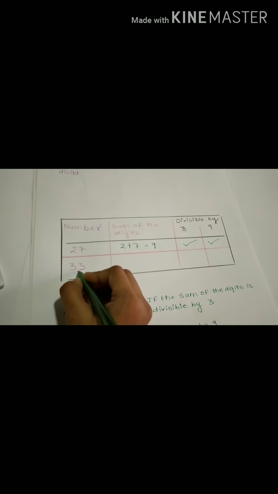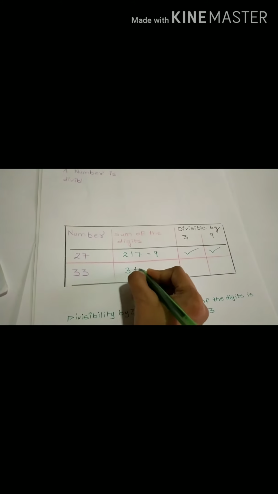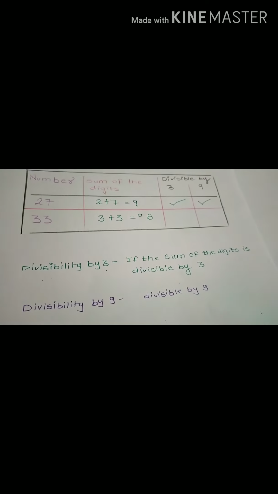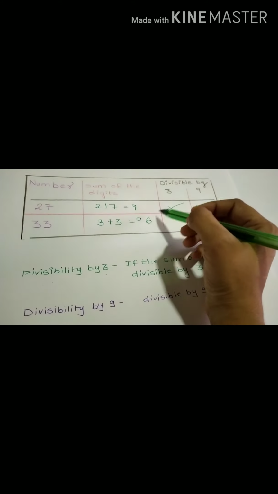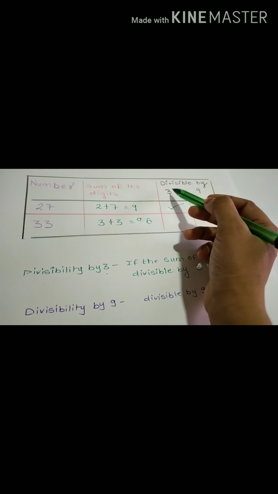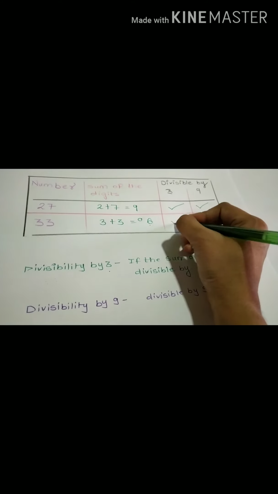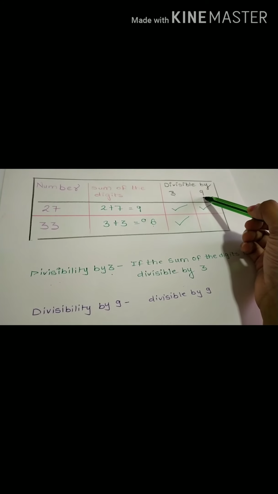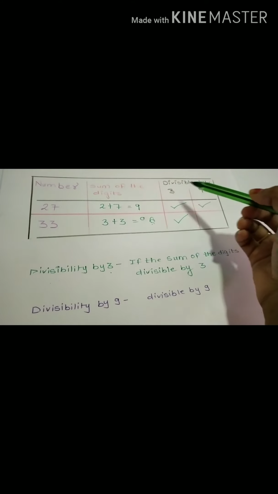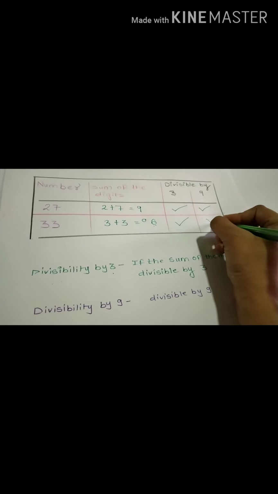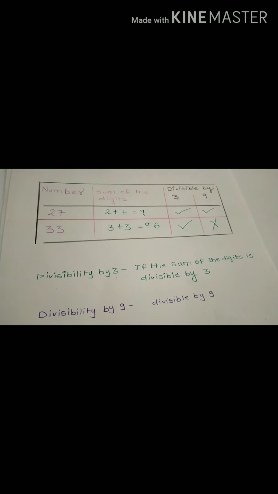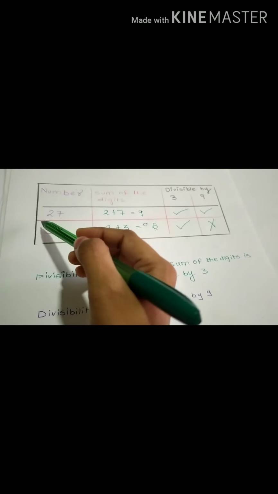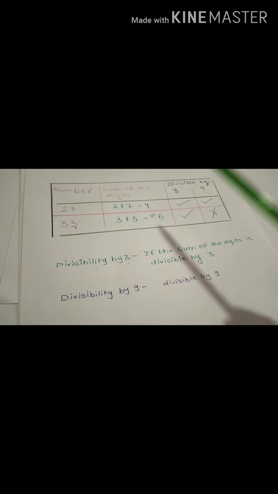Now we will check for 33. Again, we have to add the digits. 3 plus 3 is 6. Now we have to check whether 6 is present in the table of 3. Yes, 3 2s are 6, so it is divisible. Now we have to check divisibility by 9. 6 is not present in the table of 9, so it is not divisible by 9. It means 33 is divisible by 3 and not by 9.